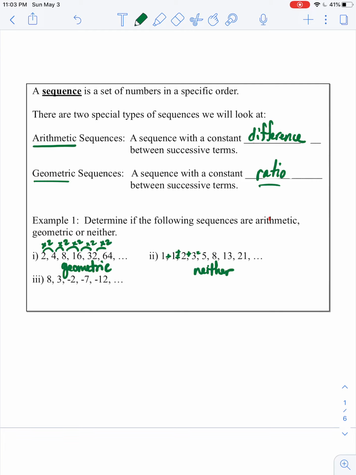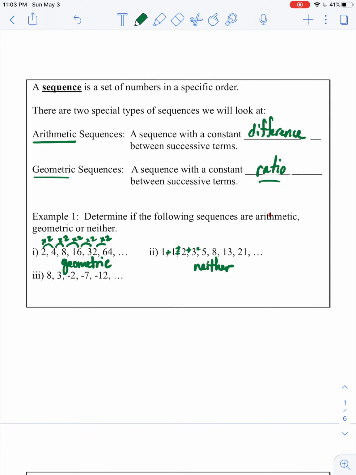And then our last one here. If we look from 8 to 3, we're subtracting 5. 3 minus 5 is negative 2. Negative 2 minus 5 would be negative 7. So that is indeed an arithmetic sequence.